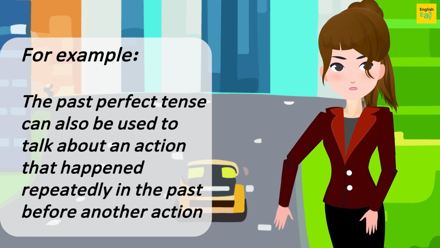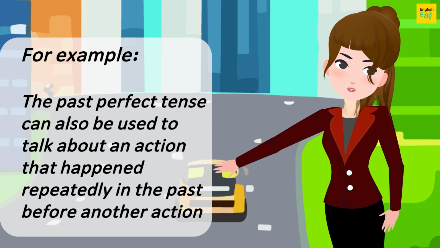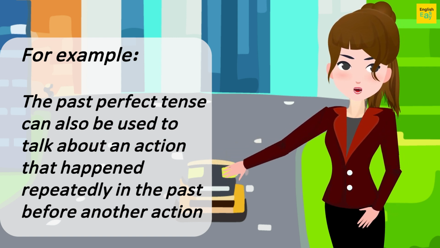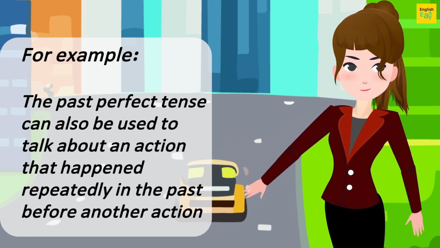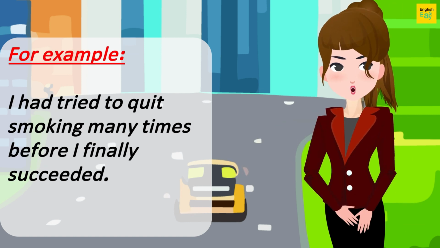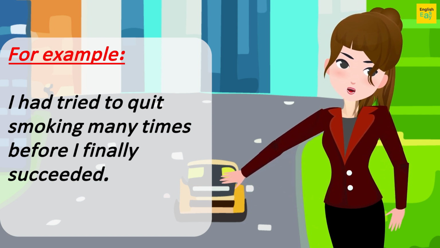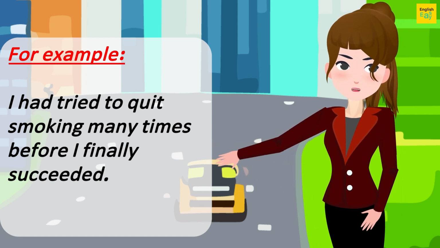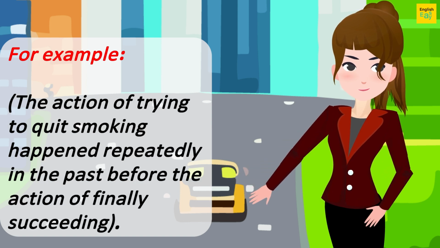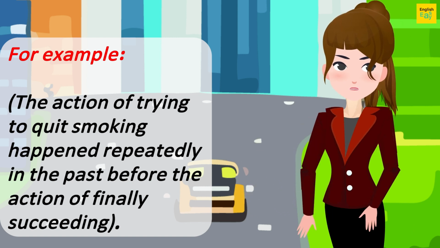The past perfect tense can also be used to talk about an action that happened repeatedly in the past before another action. For example, I had tried to quit smoking many times before I finally succeeded. The action of trying to quit smoking happened repeatedly in the past before the action of finally succeeding.